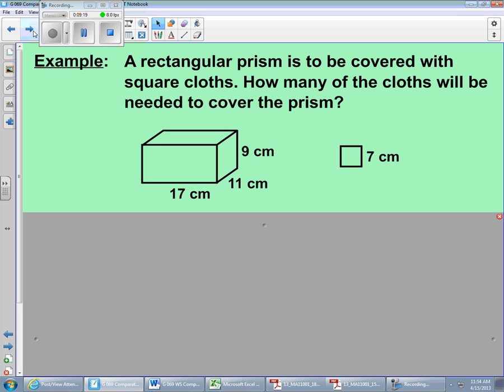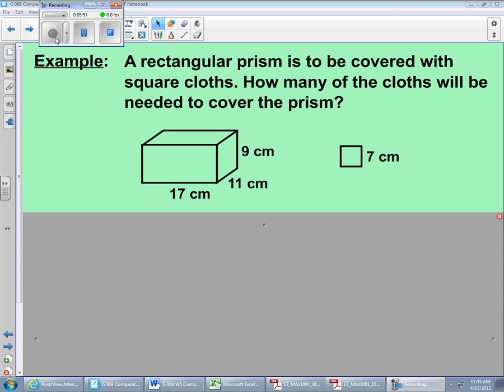Okay, let's look at another one. This one says a rectangular prism is to be covered with square cloths. How many of the cloths will be needed to cover the prism? Okay, once again, they did not come out and use the word volume or come out and use the word surface area, so we have to correctly identify what kind of a question it is. That way we can make sure we're using the right types of formulas. So what is this one? Is this one another volume question?